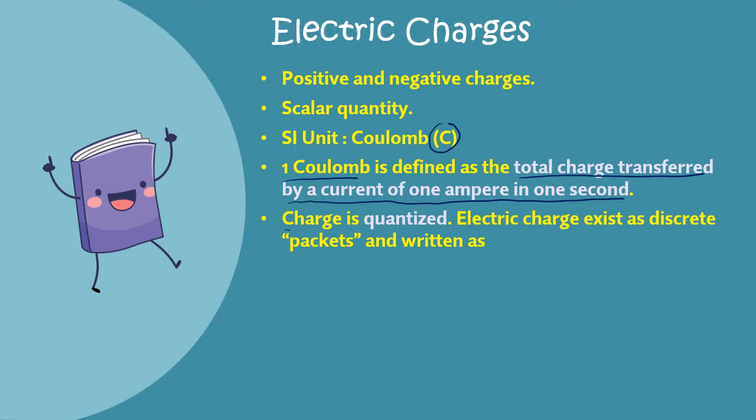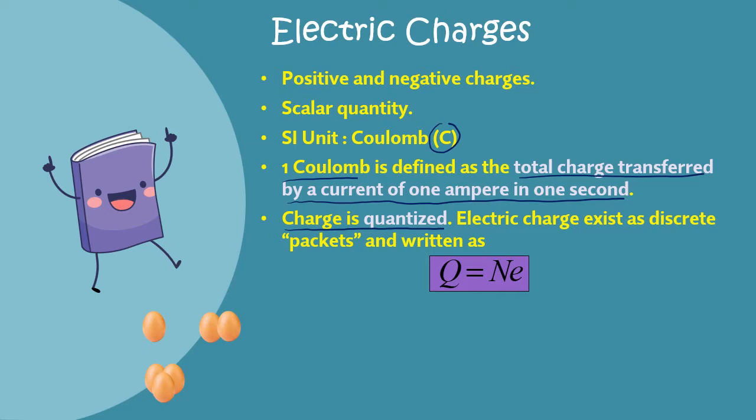Charge is quantized. What do I mean by quantized? Charge on any body is found to be an integral multiple of the charge on an electron and never found as a fraction of the charge on an electron. I want to give you one example here. If you want to buy eggs from the shops, we can buy 1 egg, 2 eggs, 3 eggs, and so on. But we cannot buy 1.5 eggs, 2.5 eggs, and so on.